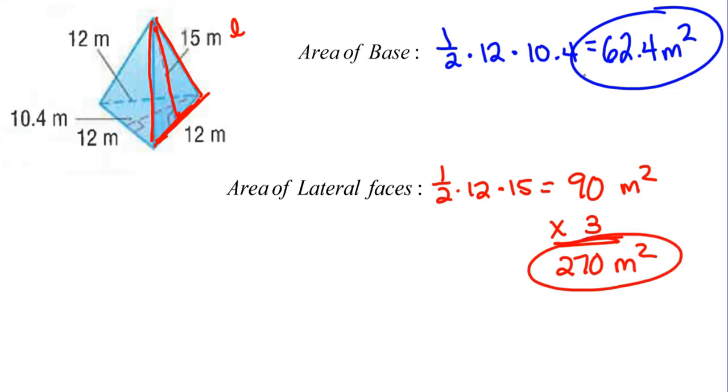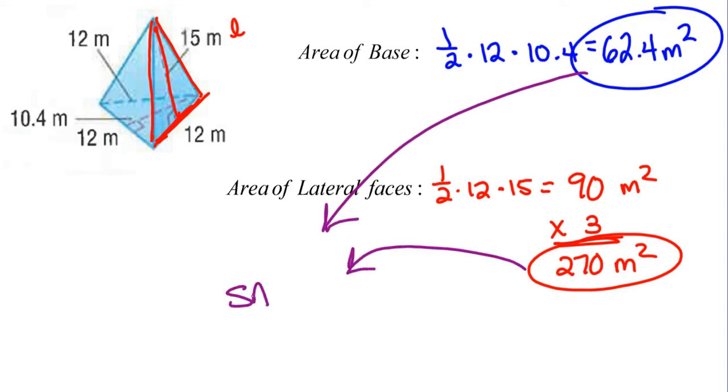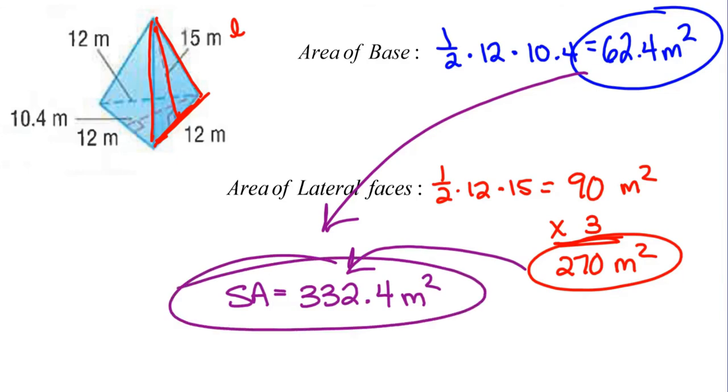Now add them up. We're going to add these two together to get a surface area of 332.4 square meters. And there's the surface area of my pyramid.